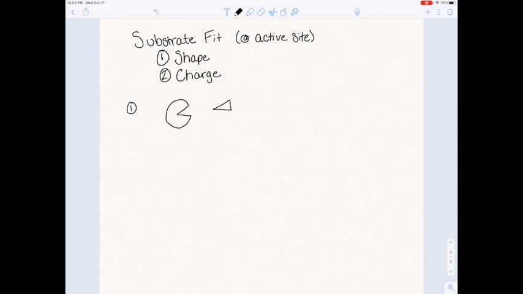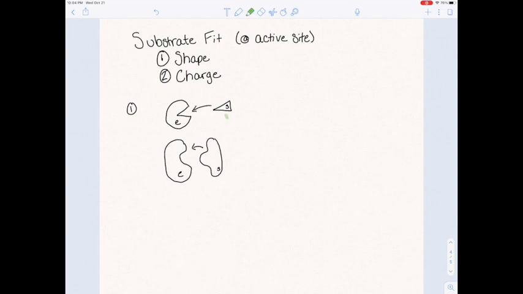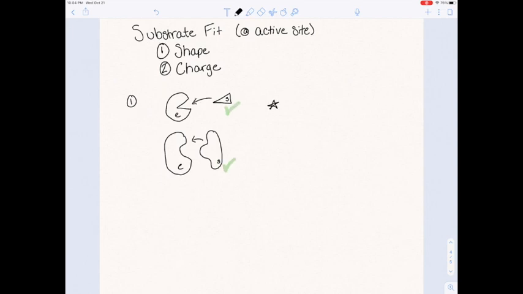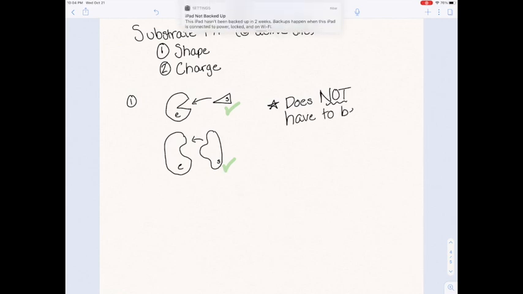What I'm doing here is putting in two enzymes with substrates that look as though they will fit like a puzzle piece into the enzyme. And that's exactly what happens. I labeled my enzyme with E and my substrates with S. One thing that's really important for us to note, it does not have to be an exact fit for the enzyme to function.